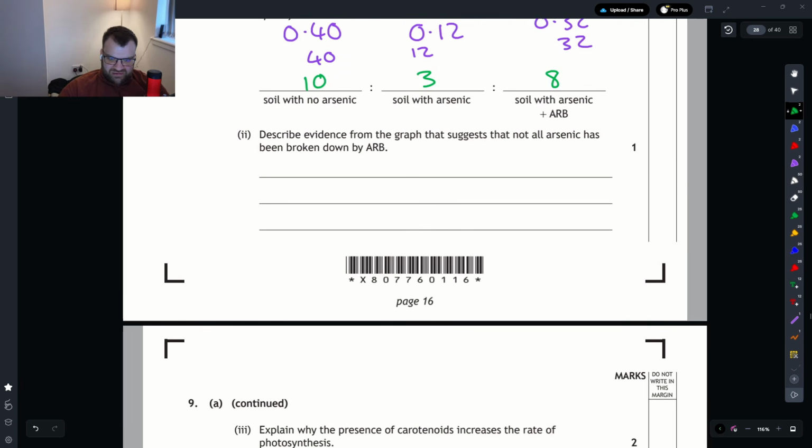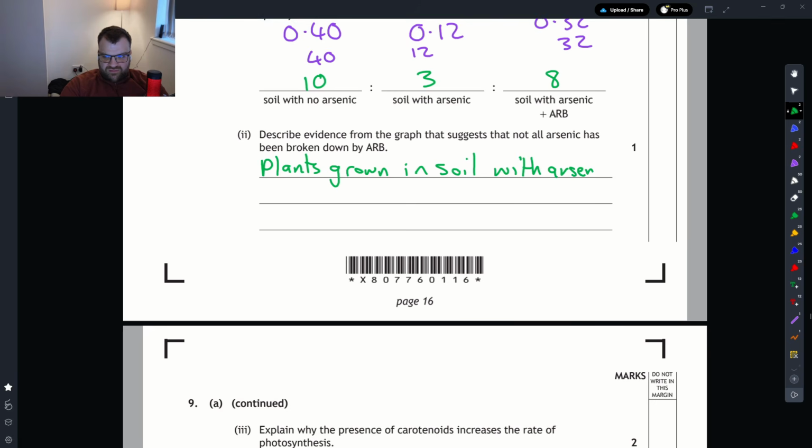Okay. That one got me there. So plants growing in soil with arsenic and ARB have lower pigment levels than plants with no arsenic at all.